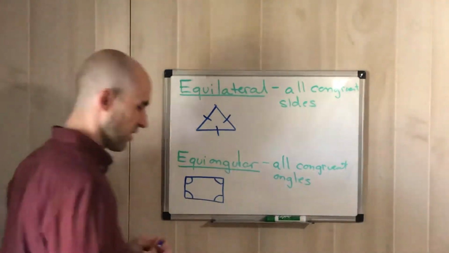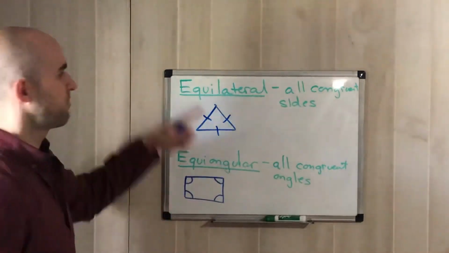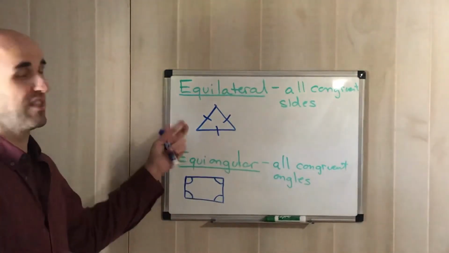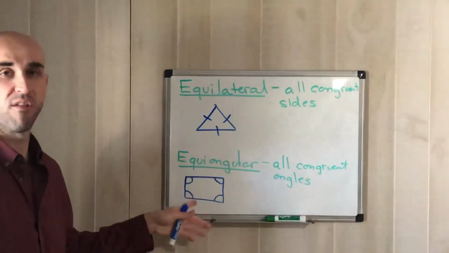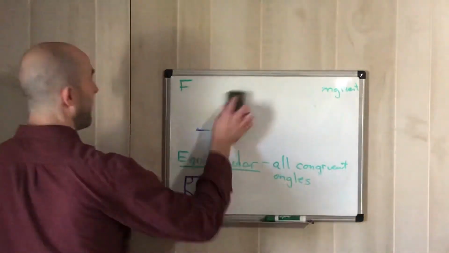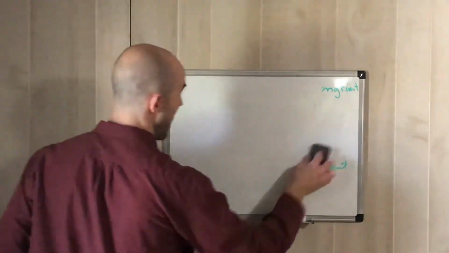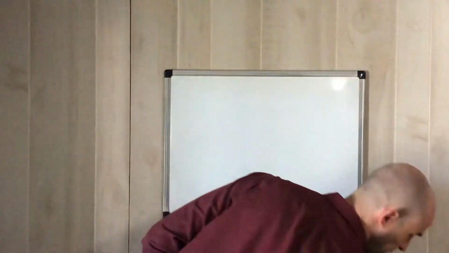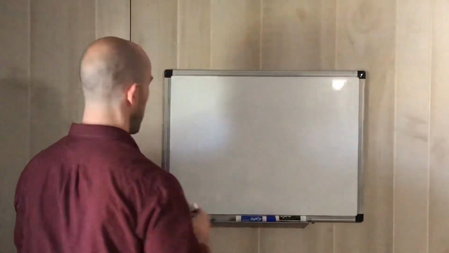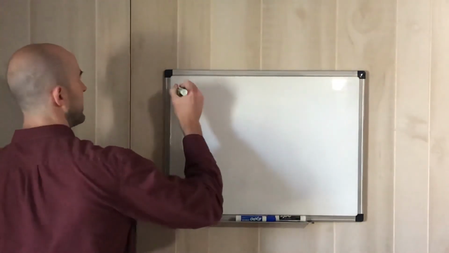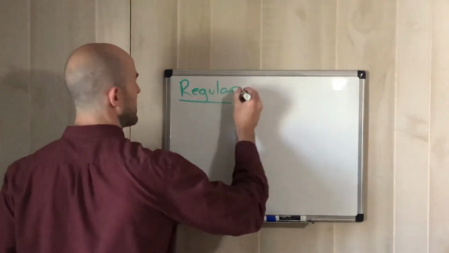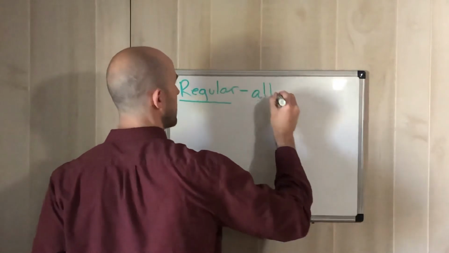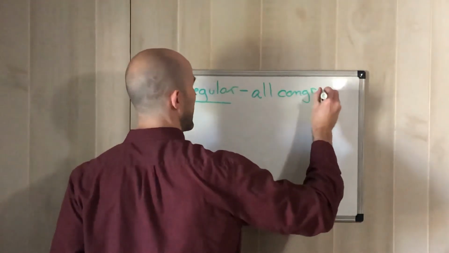But then there's another word that actually ties both of these together. Sometimes you have figures where all the sides are congruent but not the angles. Other times you have situations where all the angles are congruent but not all the sides. But then there's a situation where everything is congruent. All the sides are congruent, all the angles are congruent, everything about the polygon is congruent. And the word that we use to refer to that is regular. A regular polygon. All regular means is exactly that: all congruent sides and angles.